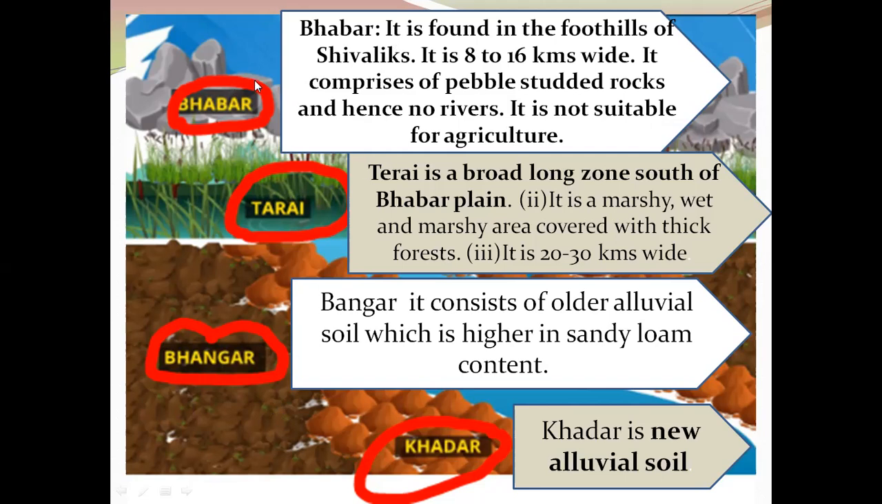Bhabar, pebbles are there. Terai, wet. Bhangar, old alluvial soil. Khadar, new soil. So you can remember B comes first. If you count A, B, C, D, E, F, G, H, I, J, K, B comes first. So B is old, because it came first, it becomes old first. So you can remember like that. Bhangar is B and it is the old soil. K, Khadar comes later, so it is the new soil. In this way, you can remember this point.